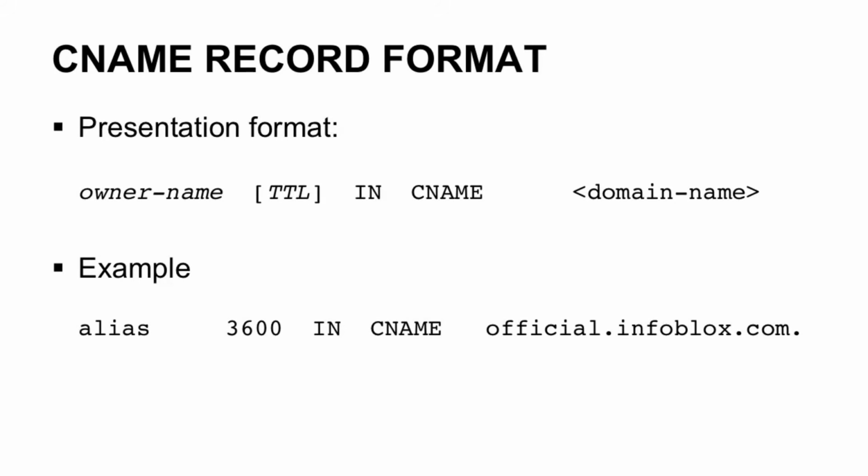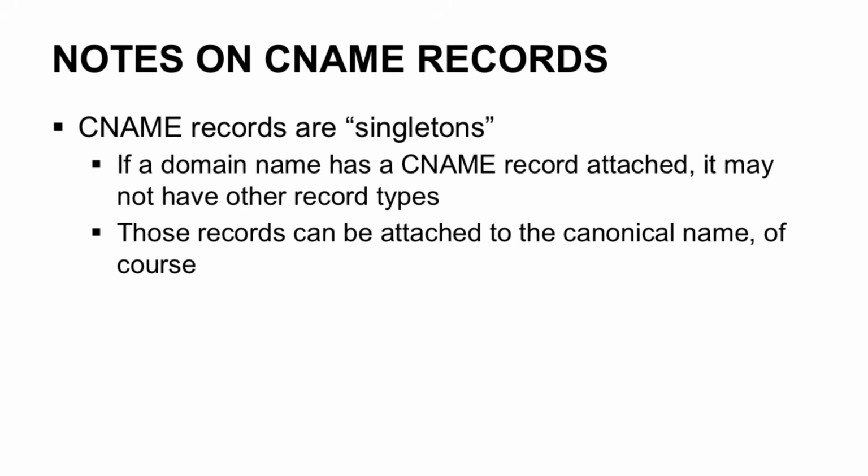The CNAME record creates an alias in DNS. The alias is the domain name to which the record is attached. The target of the alias, sometimes called the official or canonical name, hence CNAME, is the record-specific data. Here's an example of one. The alias is the name alias on the left-hand side, and the target of the alias, the canonical name, is official.infoblox.com.